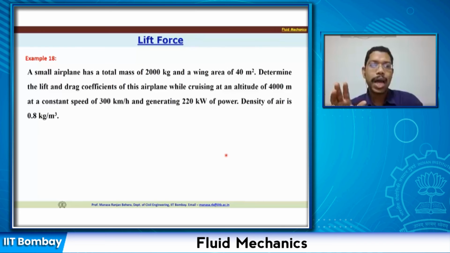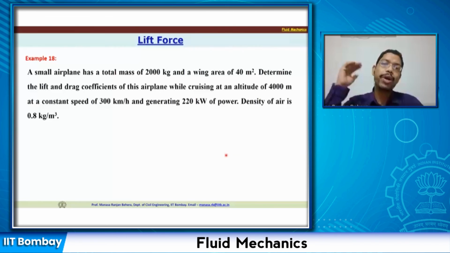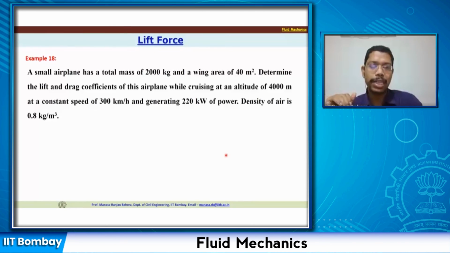The density of air could be 1.225 kg per meter cube, but at different altitudes the air density changes, or air density is going to reduce as we move higher in altitude. So at different altitudes it is different. So at the altitude at which the airplane is moving, the density is given as 0.8 kg per meter cube.